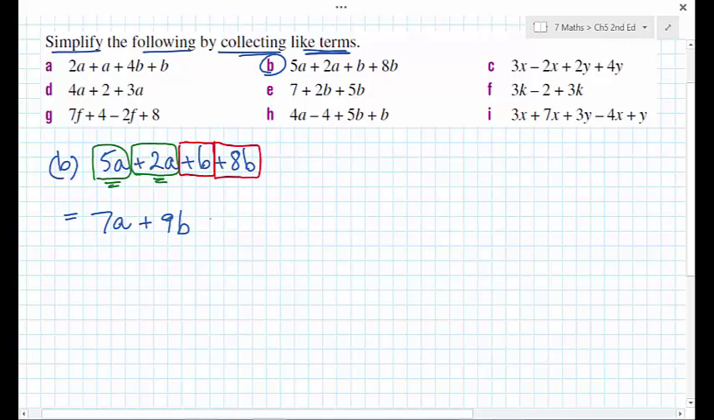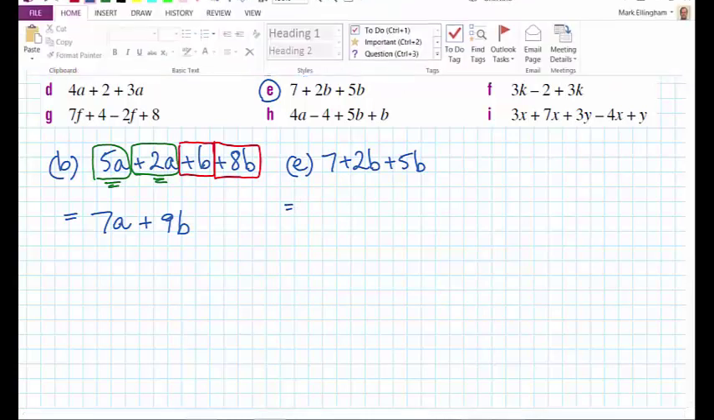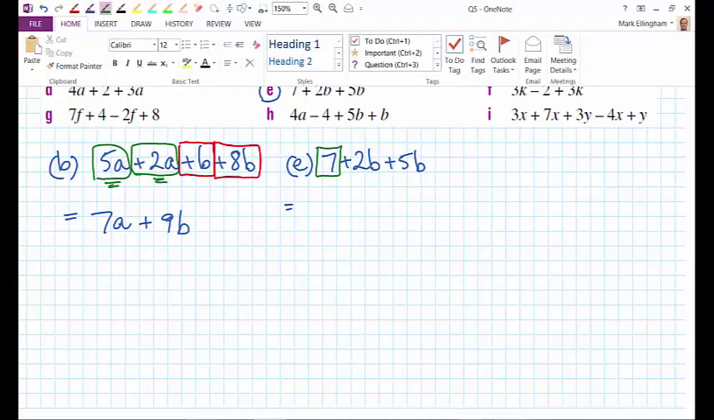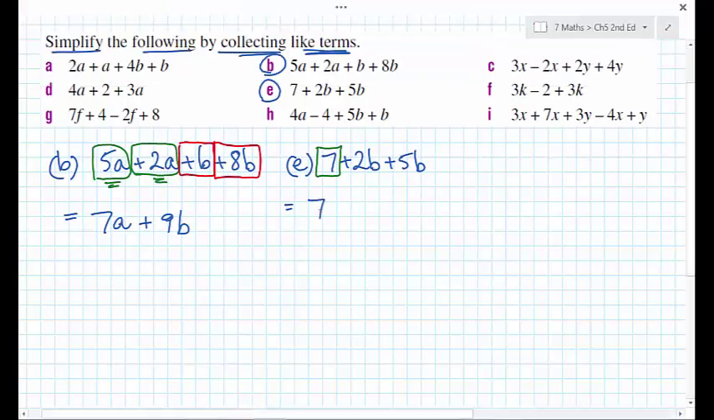So now let's look at E. With E, we have 7 plus 2B plus 5B. Again, we look for like terms. First of all, like terms with the 7 are anything that's constant, like the 7, without a letter in it. There's nothing else along here without a letter in it. So in terms of simplifying that, I just have my 7 there.